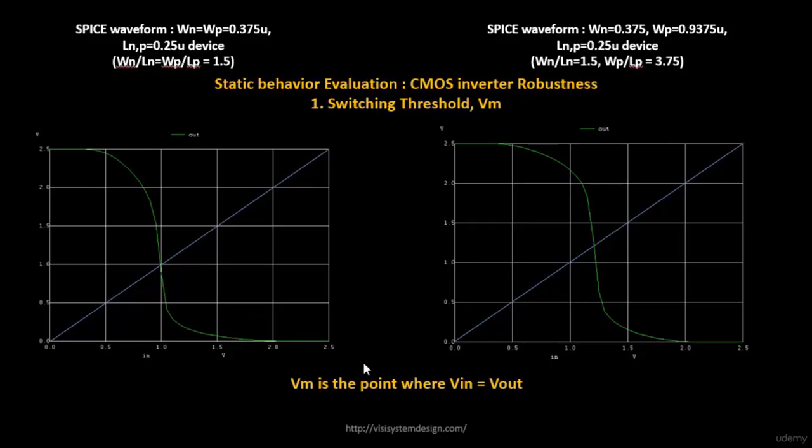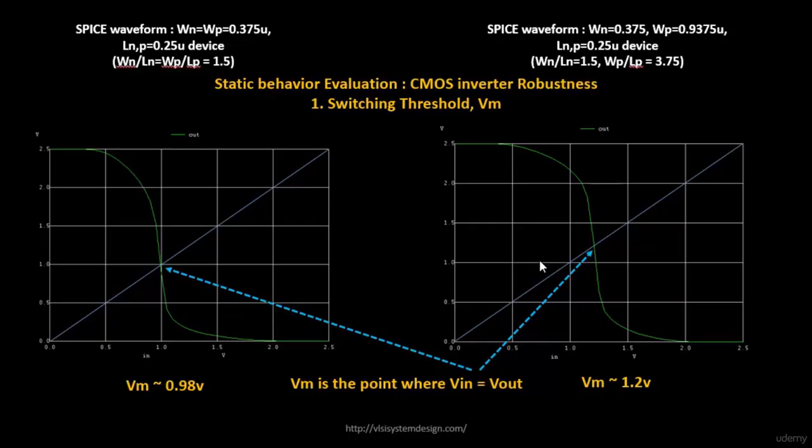The characteristics of your CMOS inverter are such that it becomes very useful for building any of the logics. One such parameter that will define the robustness of your CMOS inverter is the switching threshold. So let's find out what the switching threshold is. Switching threshold is the point where your Vin is equal to Vout. How do we derive it? We draw a 45-degree line from this point till the end, and then identify the point at which your Vin is equal to Vout.